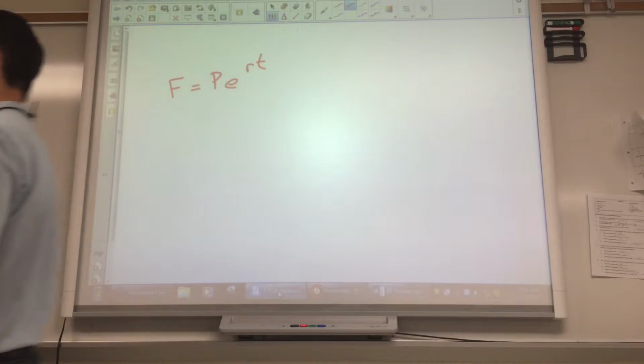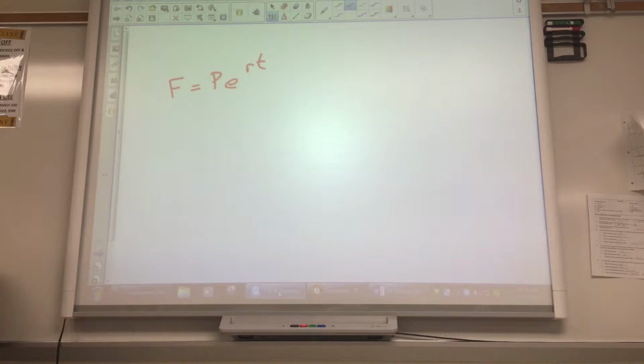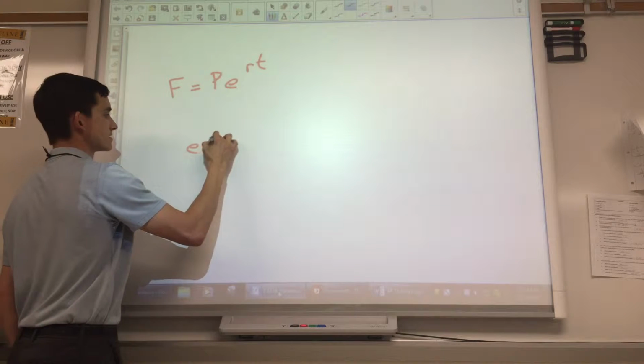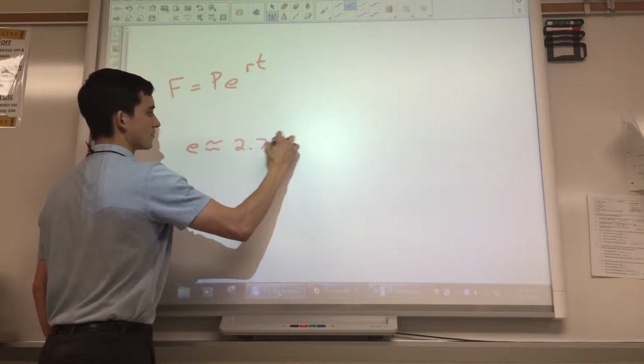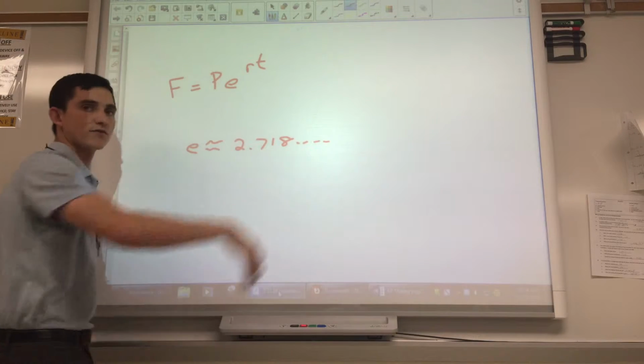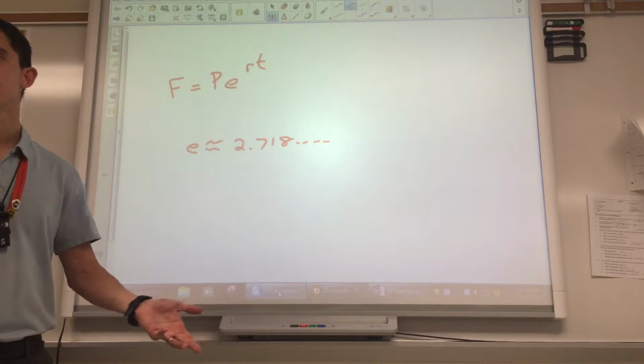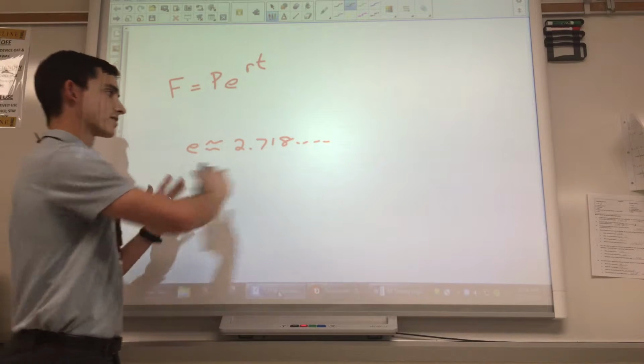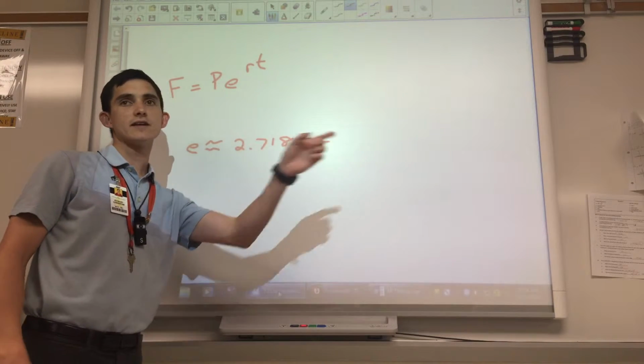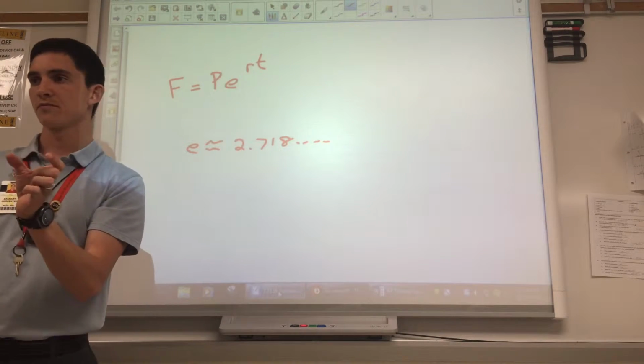So e is the number that is talking about continuous growth, and e is approximately 2.718, but just like pi, it goes on forever. So pi is not just 3.14. It's not 3.141, right? It goes on forever. So does e. And e, though, is talking about continuous growth, all right?